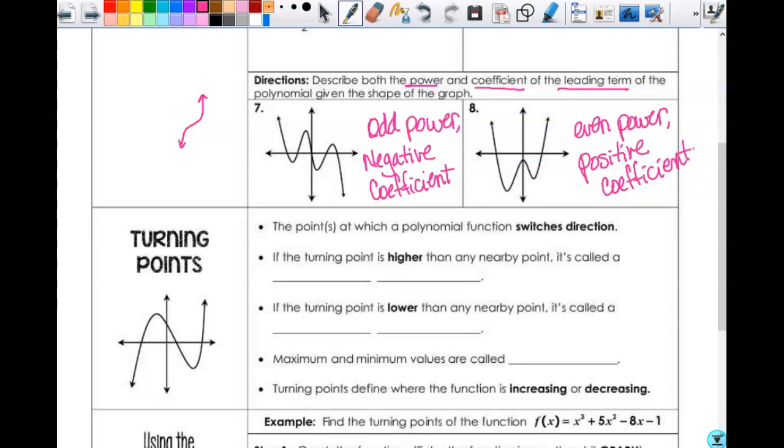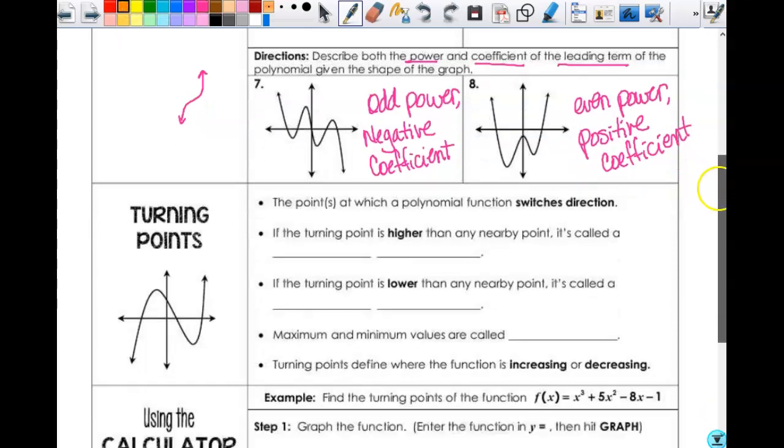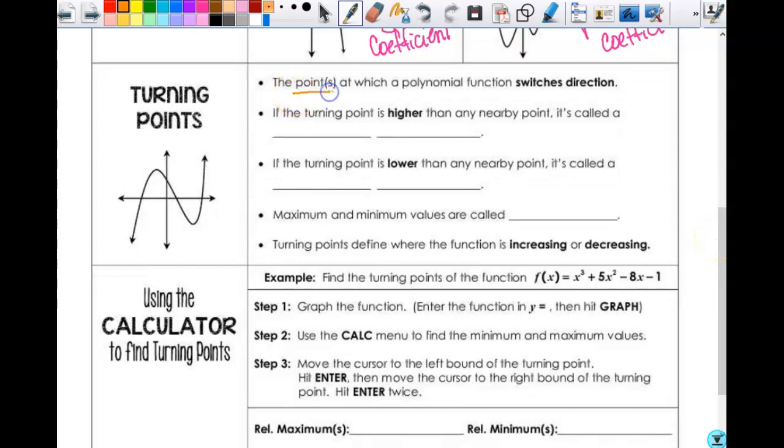Okay, so turning points. We've looked at these a little bit already with our maximums and our minimums and whatnot. But it says the point or points at which a polynomial function switches direction. That's what our maximums and minimums are. If the turning point is higher than any nearby point, and notice it says nearby point, it's called a relative maximum. Right? If the turning point is lower than any nearby point, it's called a relative minimum.